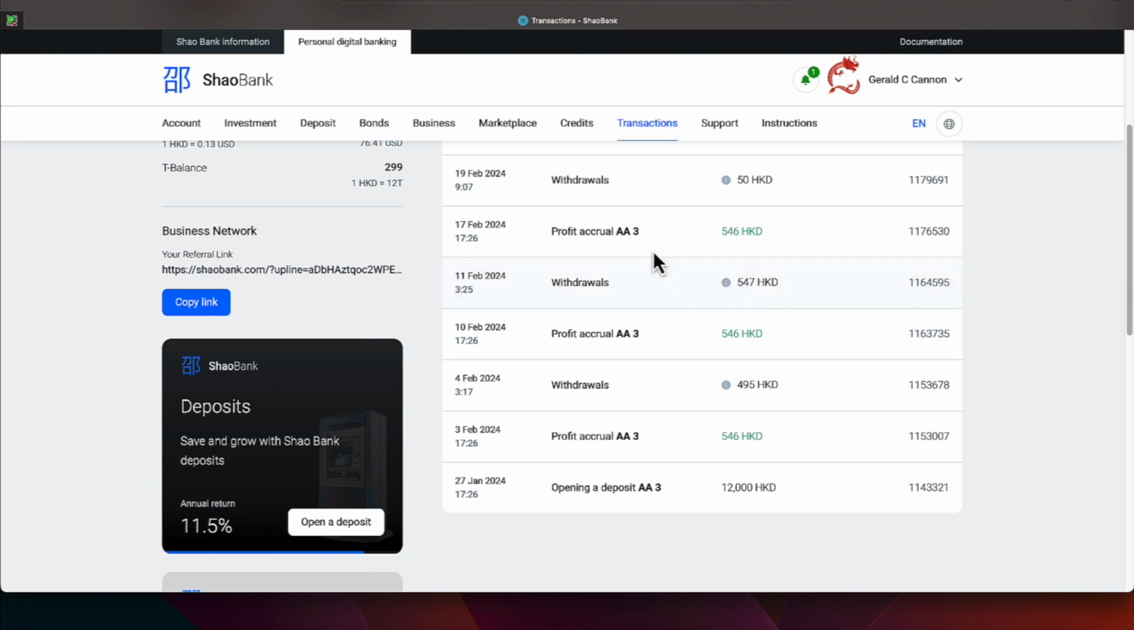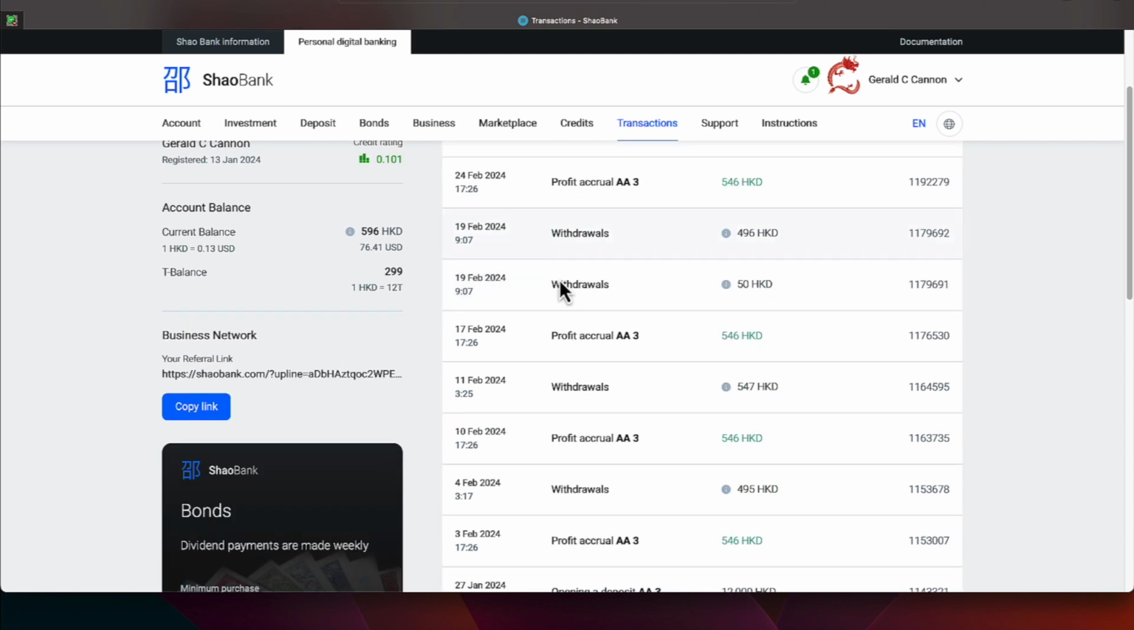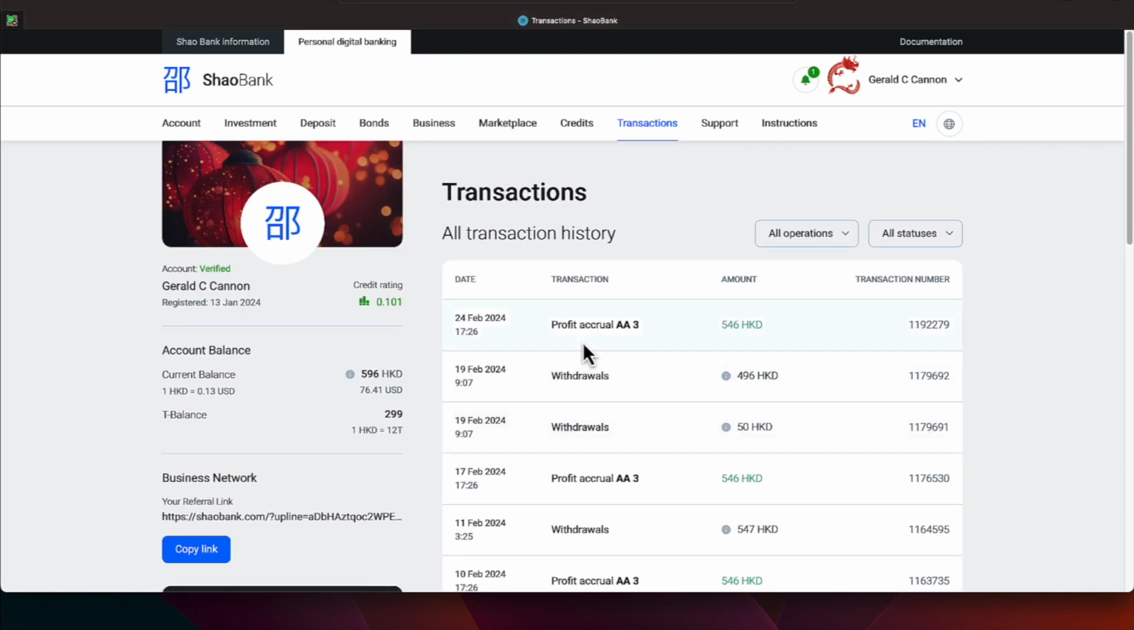The next Saturday, everyone, I received 546 Hong Kong dollars, and I took out the very next day 547 Hong Kong dollars. So the next payment here, there's my profit again of 546 Hong Kong dollars. And that was on the 17th of February. And then on the 19th, I did two withdrawals. I did a small withdrawal because the minimum is a $50 withdrawal. And then I turned right around and did a $496 withdrawal. So now we are at today's date, and I have that profit of 546 Hong Kong dollars.